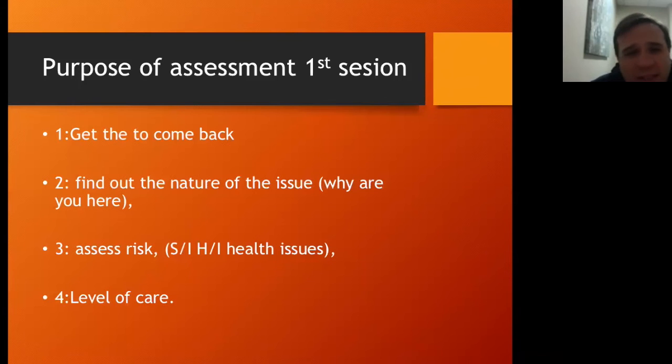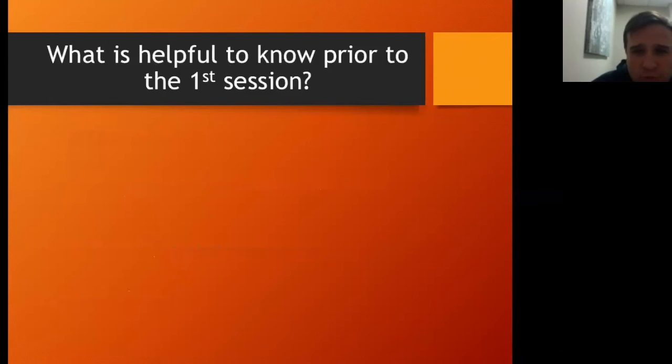Does your agency have a referral source for substance use issues? If someone comes in drunk, do you know what detox you would send them to? How would you handle that? Make sure that you understand the policies so that you can meet them where they're at, and you can help them get to the level of care that's most appropriate for them.